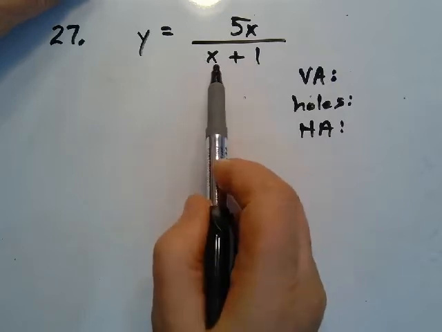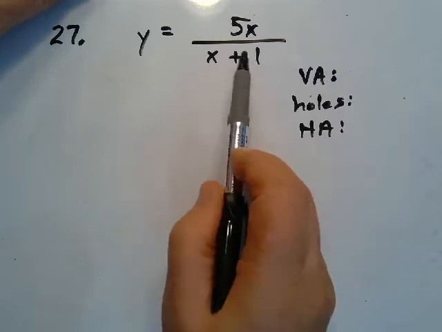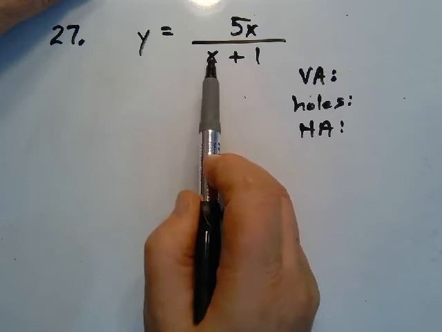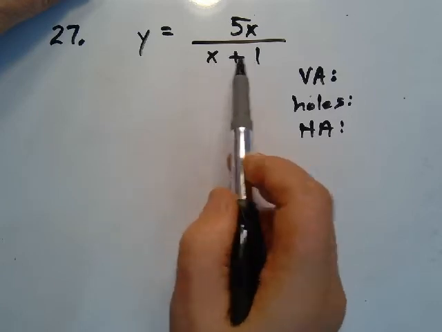Well, in the denominator, the only thing that would make the denominator 0 is if x was -1. -1 plus 1 is 0.